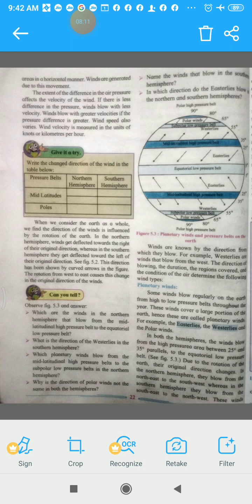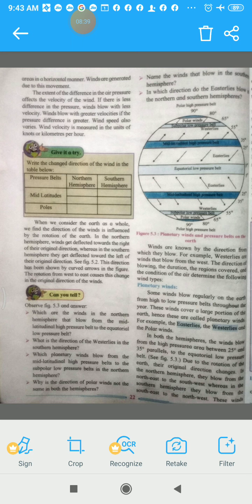They have given just one example, one type of wind, that is westerlies, and the name has been given to that wind because it blows from the west. We are going to study in detail further the direction of blowing, the duration, the regions covered, and the condition of the air, which determine the following wind types. So let us see in detail the wind types.